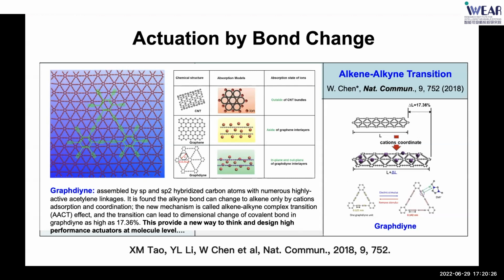So this new mechanism is called the alkane-alkyne complex transition effect, and the transition can lead to a dimension change of the covalent bond in graphene as high as 17.36%. And we think this provides us a new way to think about and design high-performance actuators at the molecular level.